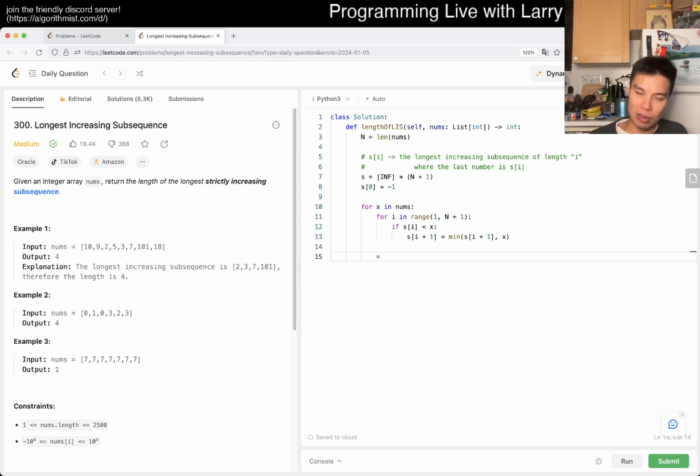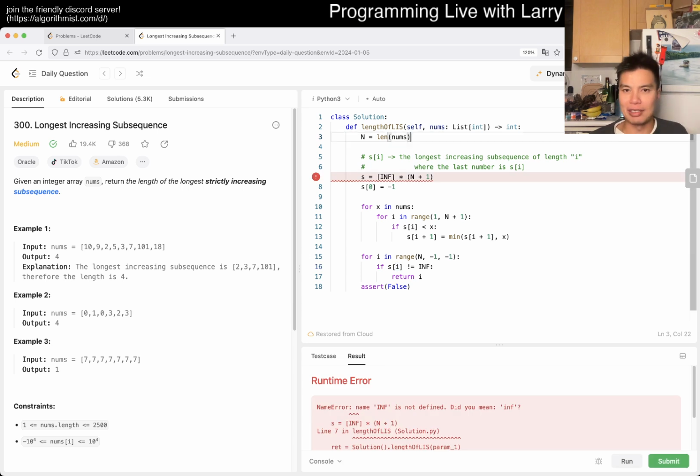And then your answer would be something like, for i in range from n counting down, if s sub i is not equal to infinity, then we can return i, or maybe i plus 1 for the length. No, it should be i, right? And then maybe assert false to make sure that this would be true for 0, so it should be okay, right? Oh, I forgot to declare infinity, sorry.